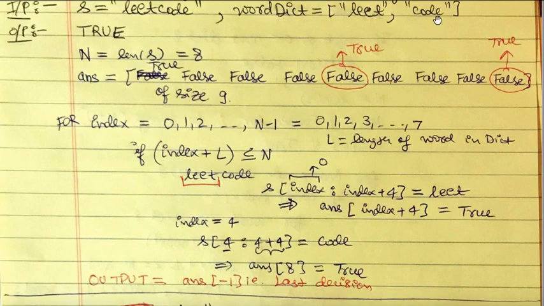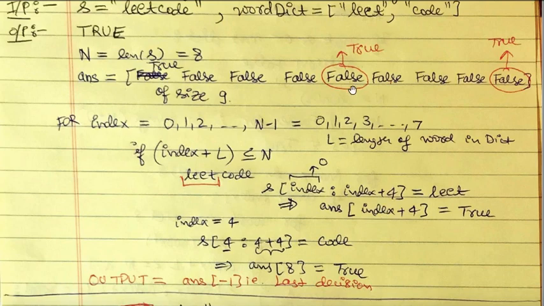Then we go to the second one in the dictionary. As I said, for each index we will iterate through all words in the dictionary. So now we try the second word, code, and we compare it from index to index plus 4. So index is 5 and index plus 4 is 9, so from 5 to 8, because we are starting from 0, we have code, so it is correct. Since the second word matches, we put true at answer index plus 4.